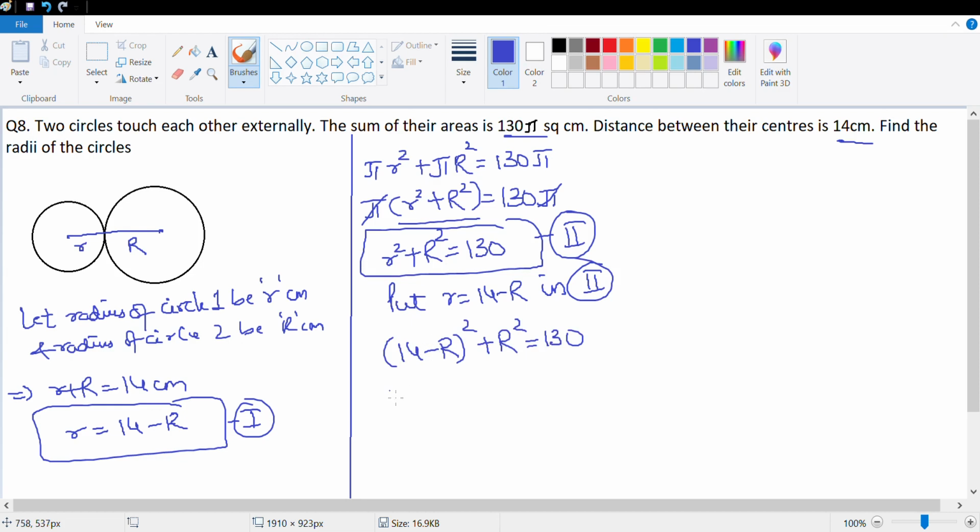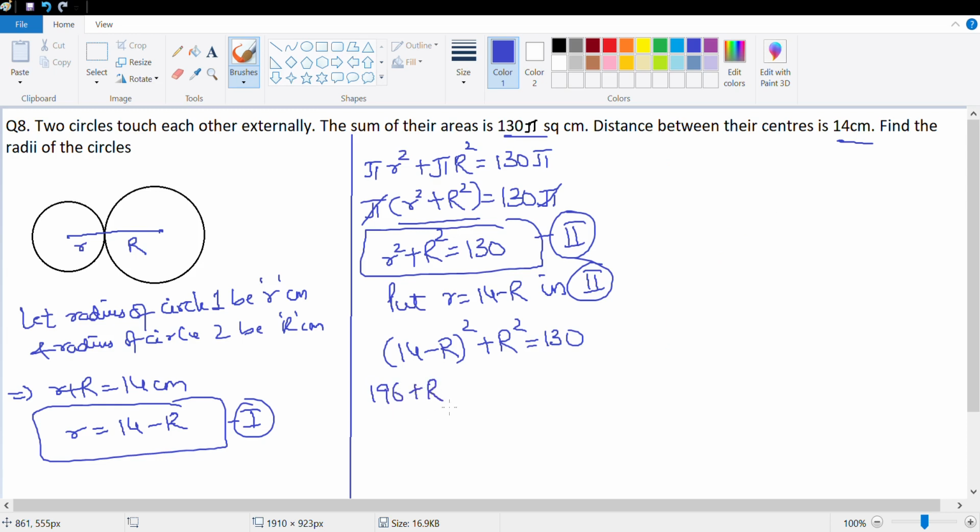So this gives me 14 square, which would be... 4 4 is 16, 4 1... No, not 256. That's 196. My mistake. Getting confused. So this is 196.